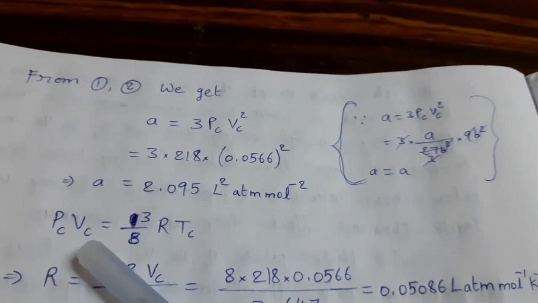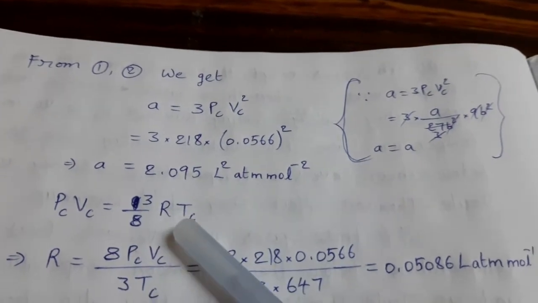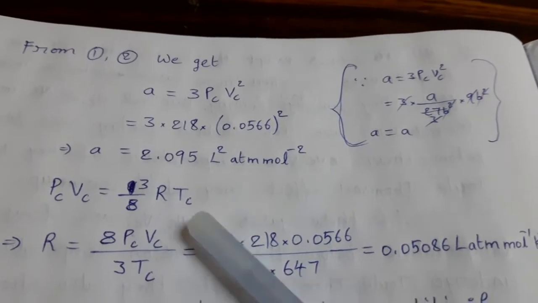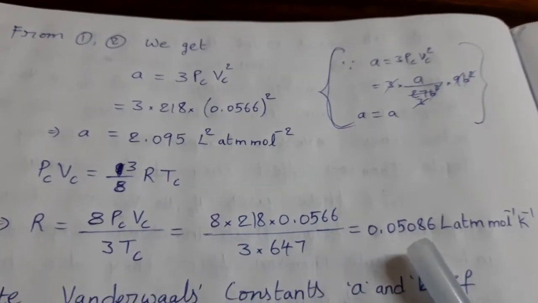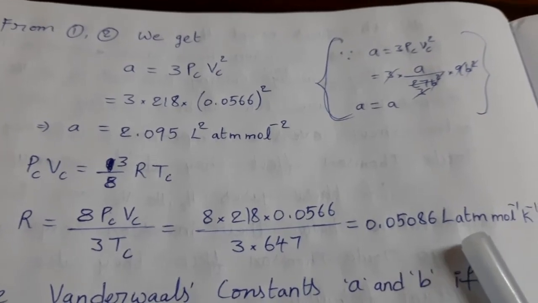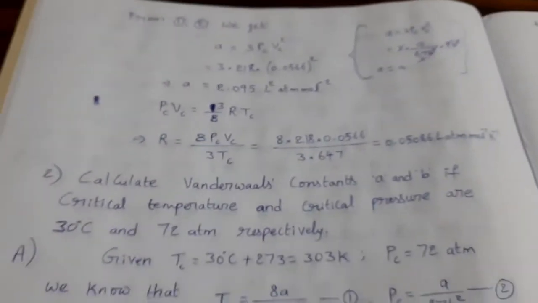Now R value we should calculate. Suitable formula, PcVc equal to 3 by 8 into RTc. So by substituting Pc, Vc and Tc, we can get R value, that is 0.05086 liter atmosphere mole inverse Kelvin inverse.